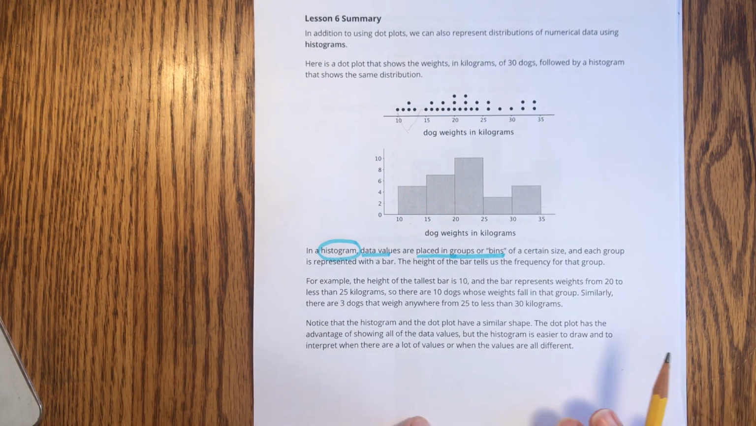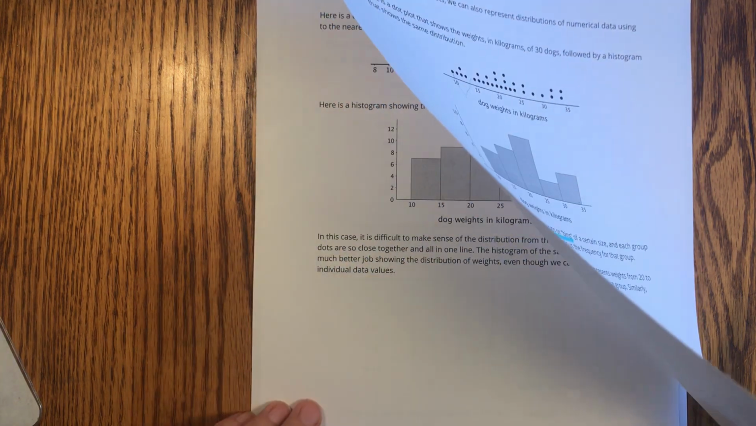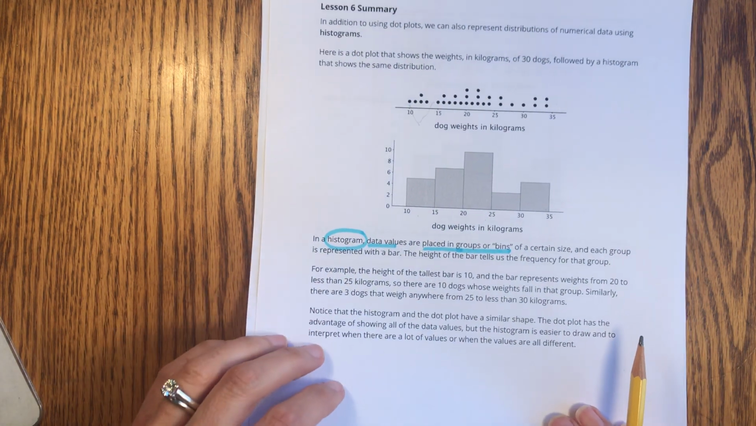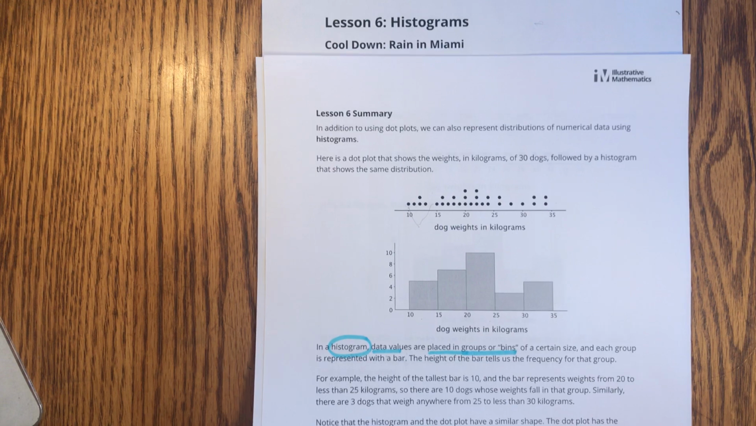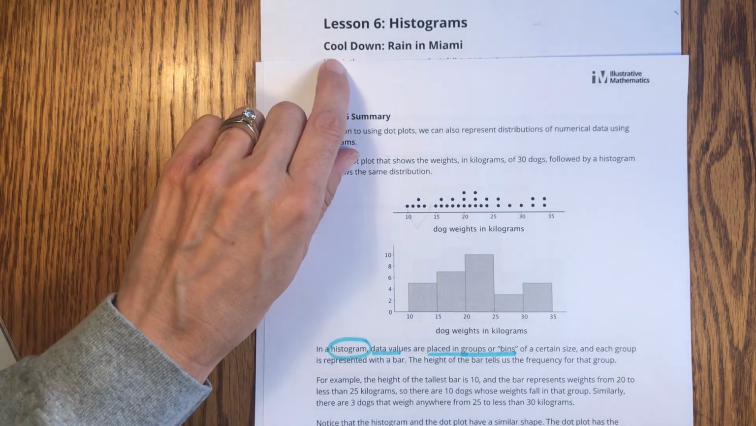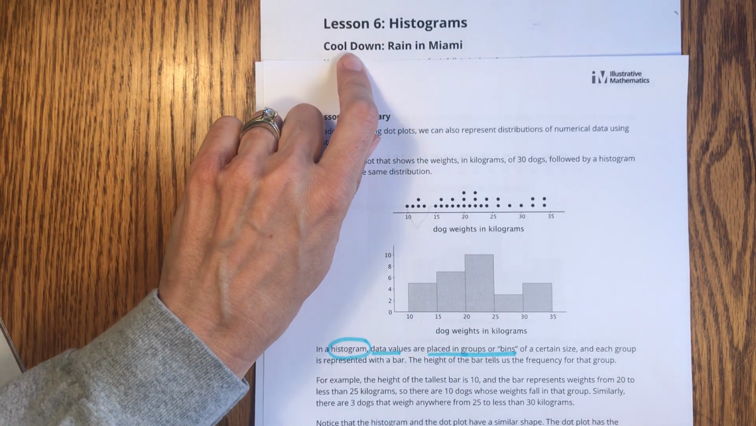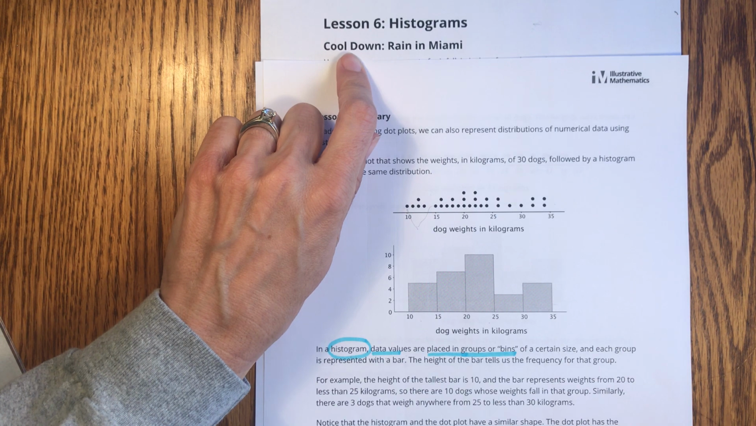Okay? Now is the time in our video that you're going to pause and work on your histogram cool down, lesson 6 cool down. It's about rain in Miami, and then come back to the video and check your answers with me.